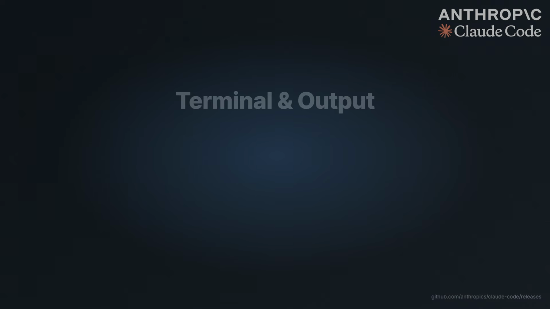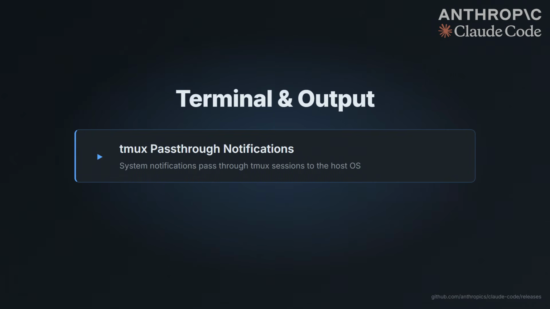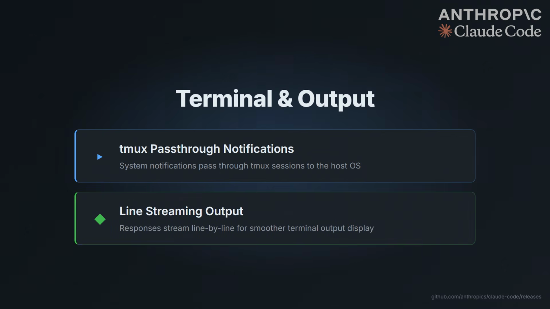Watch this next. Terminal notifications, iTerm2, Kitty, Ghostty pop-ups and progress bars now reach your outer terminal when running inside tmux. Just set allow-passthrough on in your tmux config. And response text now streams line by line as it's generated, so you see output the moment it's ready.